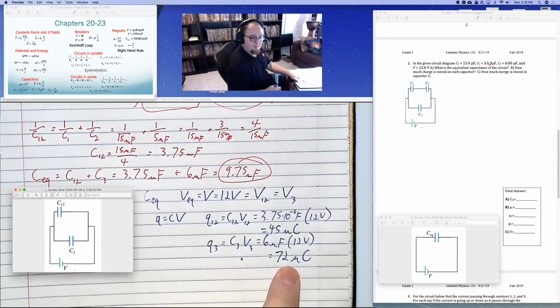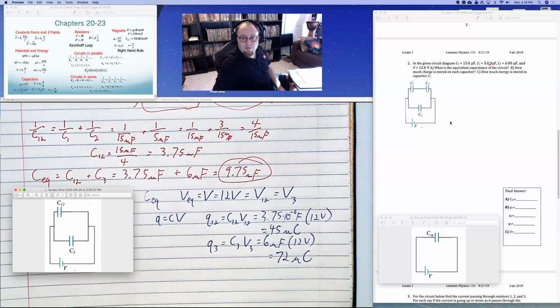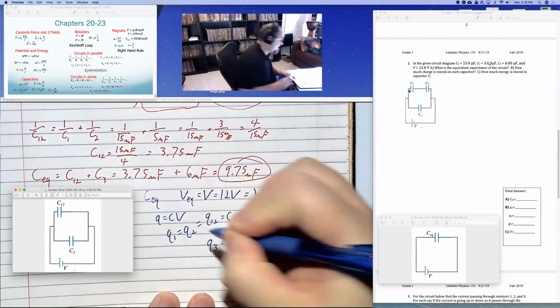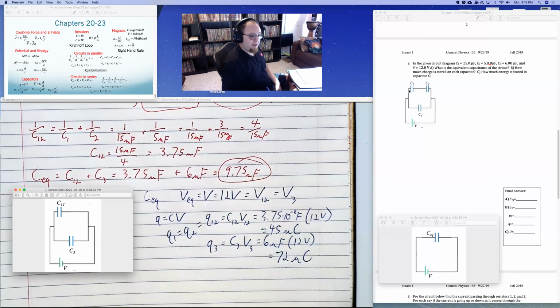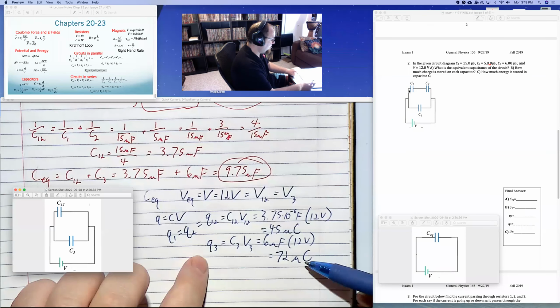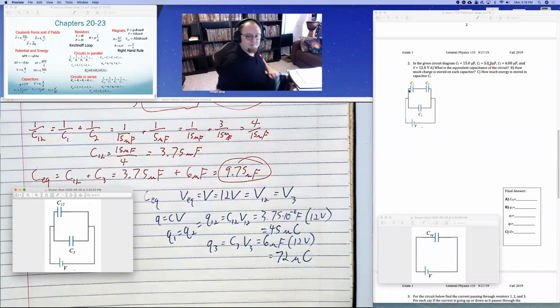I know this guy. But as for C12, C12 is made up of two capacitors in series. And all capacitors in series have the same charge. So C12 has 45 microcoulombs, but what that means is Q1 equals Q2 equals that, because they're in series. And that gives me all three. Q1 is 45 microcoulombs, Q2 is 45 microcoulombs, and Q3 is 72 microcoulombs.